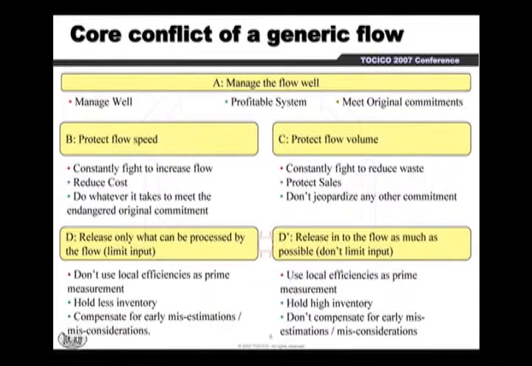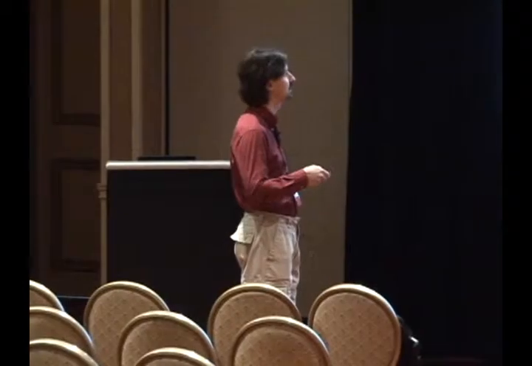And then I have another aspect. I don't want only to produce one thing in the flow, even if it's fast. I need more things to go through. And these things are, at least, hopefully, in a large volume. So if I take the other need, constantly fight to reduce waste, protect sales, and don't jeopardize any other commitment, I'm trying to protect not the speed, but the volume that a flow produces.